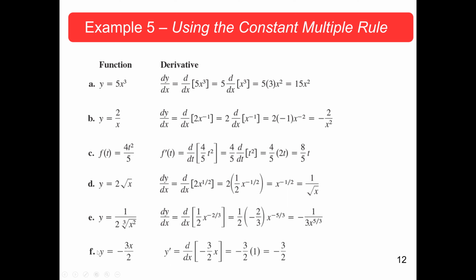And one more example, we have y equal to negative 3x/2. So we take negative 3/2 as a constant value. So we find the derivative of x. Now we know the derivative of x will be 1 because 1 will be in the front and 1 minus 1 is 0 as the exponent. So x raised to the power 0 is 1. So the derivative of x is 1. So our answer will be negative 3/2 times the 1, which will give us negative 3/2.